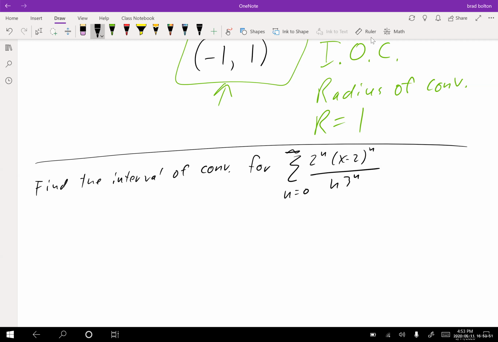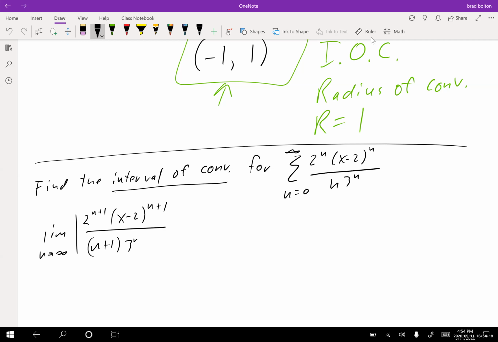So let's set it up in the ratio test. Remember, whenever they ask you for the interval of convergence, this is your go-to. You just jump straight into this. Okay, so we just do the limit as n approaches infinity of the absolute value of 2 to the n plus 1 times (x minus 2) to the n plus 1, all divided by (n plus 1) times 3 to the n plus 1, times the reciprocal of the original, which would be n times 3 to the n over 2 to the n times (x minus 2) to the n. And we know this has to be less than 1.